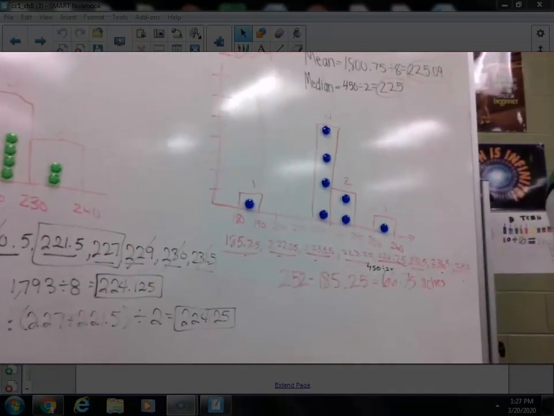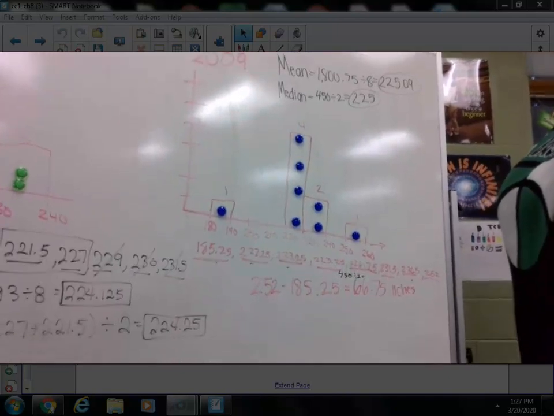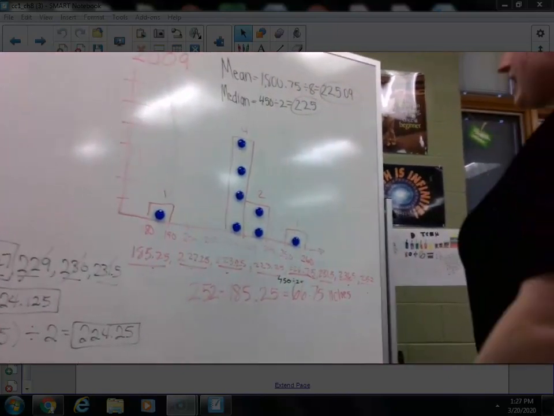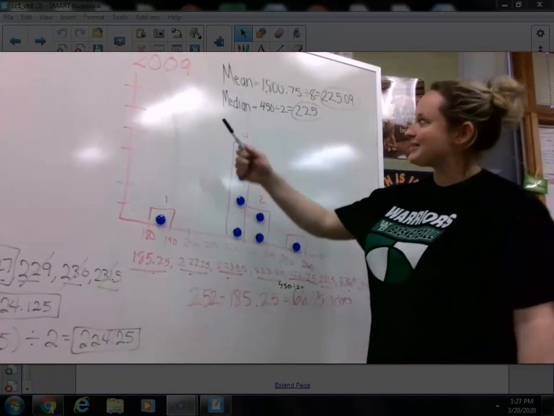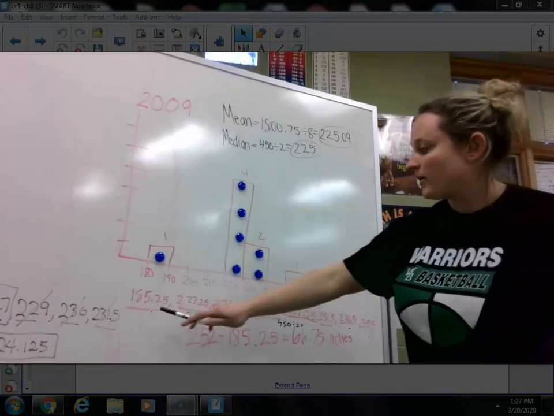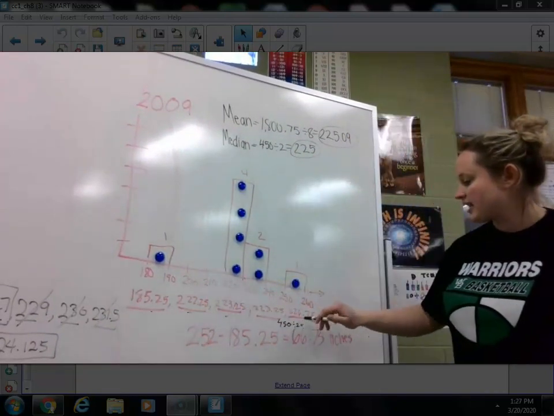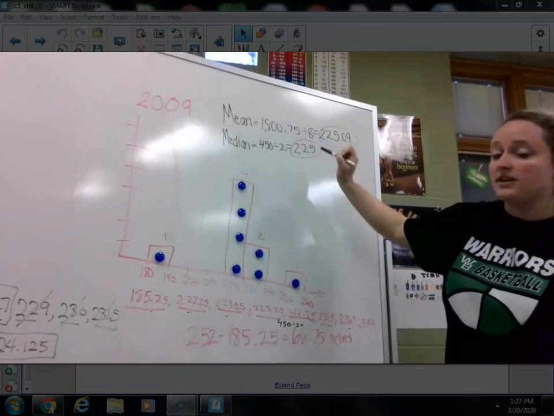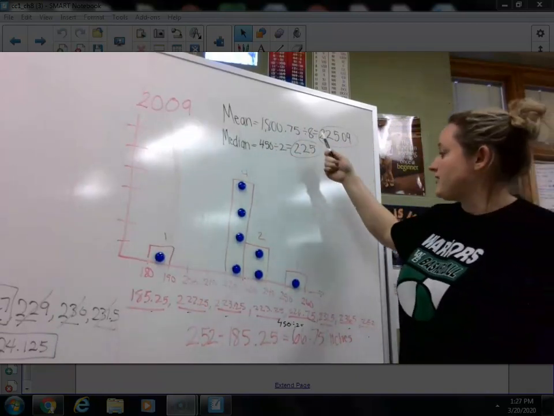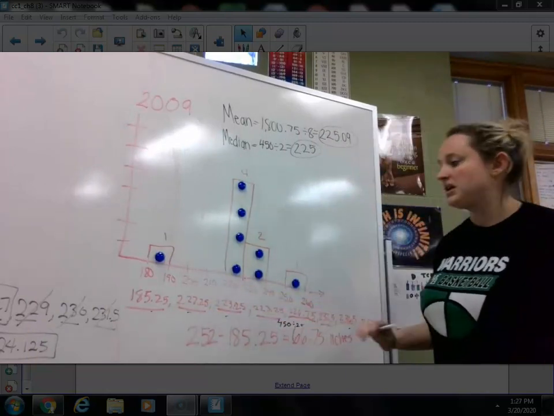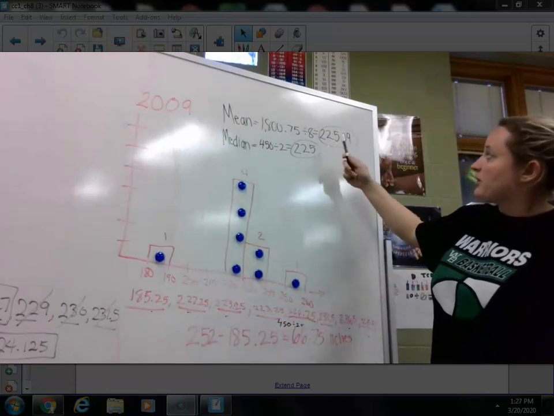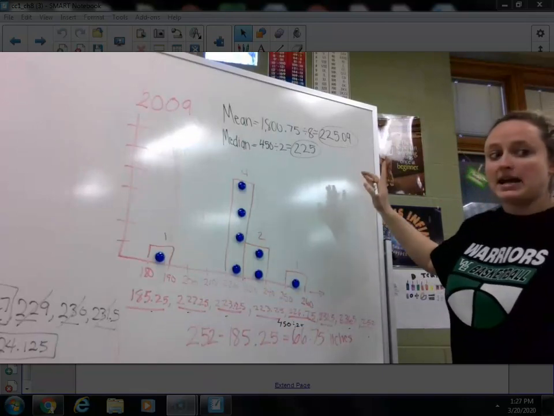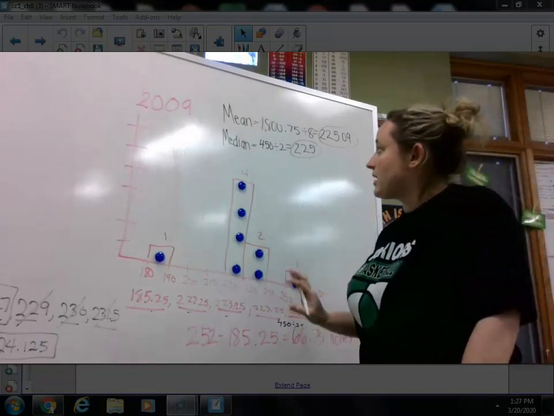In 2009, I did the same thing as Mr. Baldwin to find the mean. I went ahead and added all of our set of data up, and I got 1,875 hundredths. And then I divided it by 8 because there are 8 pieces of data, and I ended up with 225 and 9 hundredths. So that would be our mean.